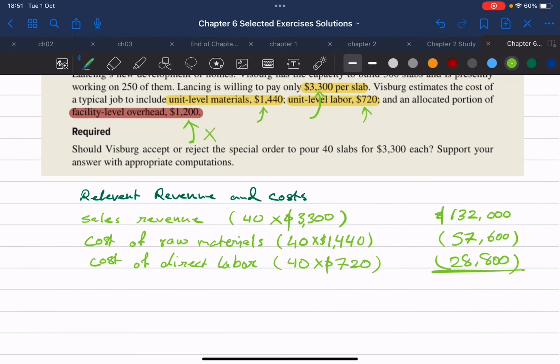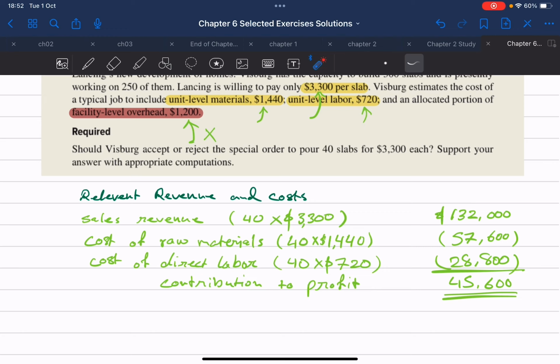Right? So now we can calculate what's going to be our contribution to profits if we accept this offer. So I'll write contribution to profits. Go back to my calculator. 132,000 minus 57,600 minus 28,800. That's going to be 45,600. Okay.